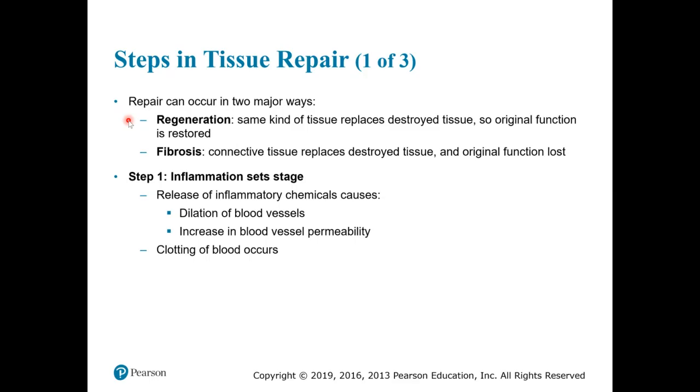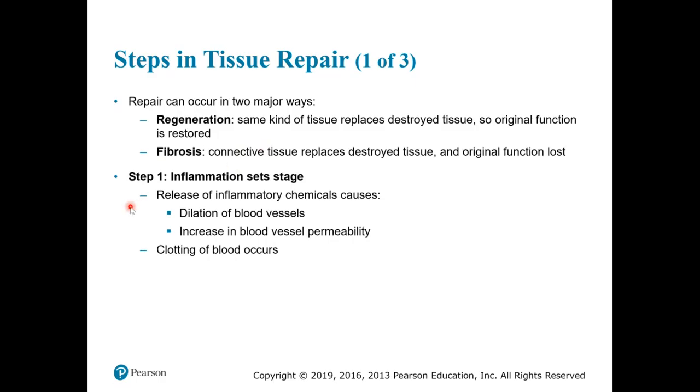This would happen, say, in a break of a bone. It was replaced with bone tissue that works just as well, if not better, than the original bone. Fibrosis is where connective tissue replaces destroyed tissue. That would be collagen fibers, and the original tissue is replaced with collagen fibers, and they're not the same as the original tissue, so the function is lost.